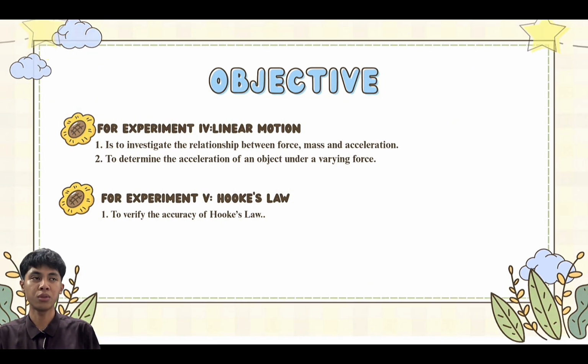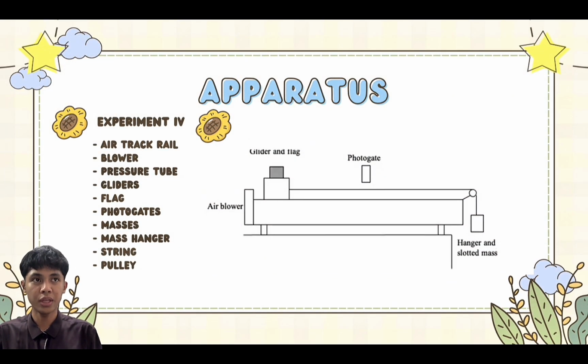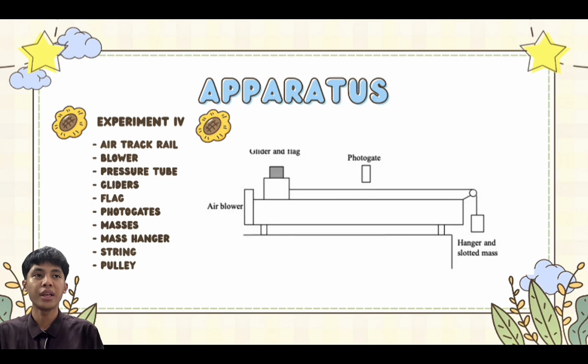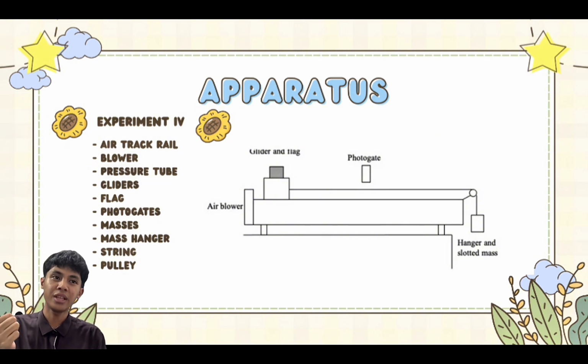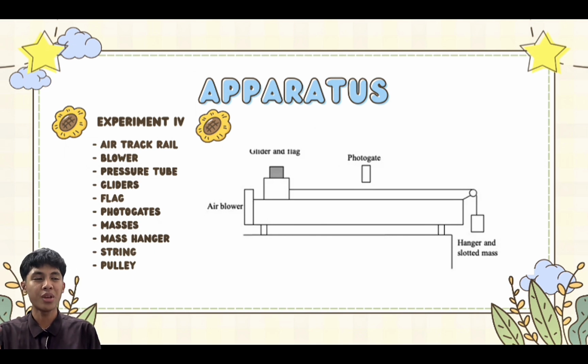Moving on to the next one, we have the apparatus used in both of the experiments. In experiment 4, we have air track rail, blower, pressure tube, gliders, flags, photo gates, masses, mass hangers, string, and last but not least, pulley. Over here, we have a simple diagram which represents the whole experiment picture, but we clearly don't have it, so we took it randomly from the internet to represent the diagram for this experiment.